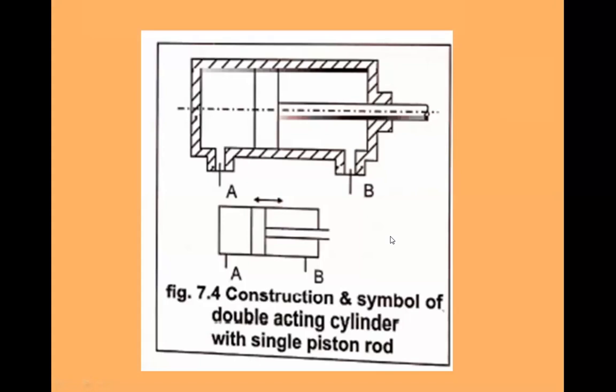That time we need a double acting cylinder with a double piston rod. Whatever rod I have shown in this diagram, there will be a rod in this direction also. That time it is called a double acting cylinder with a double piston rod. That is the only change, or you can call it a modification in this double acting cylinder.